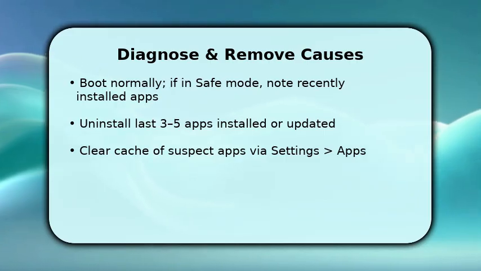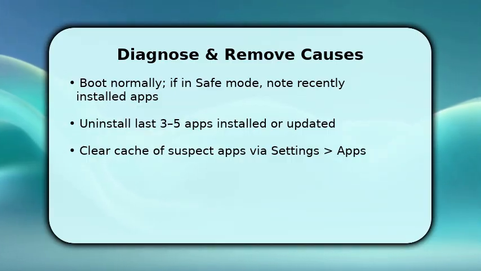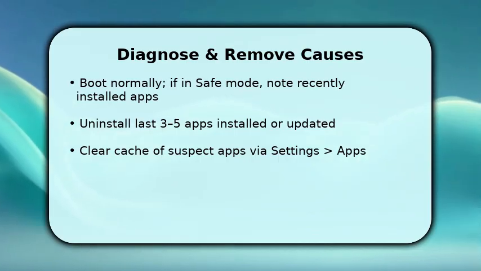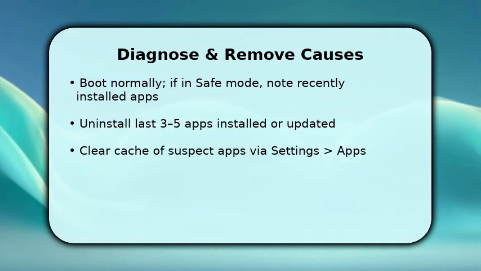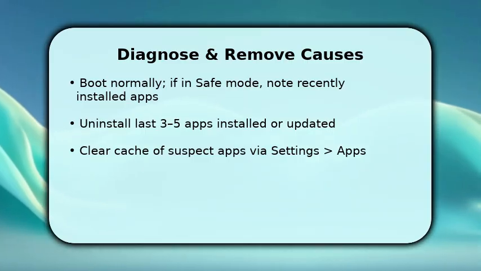Next, clear the cache of any suspect app and reboot. You do this to isolate the culprit. Removing a bad app often restores normal boot. If an app won't uninstall, disable it temporarily, and then reboot to test whether safe mode disappears.